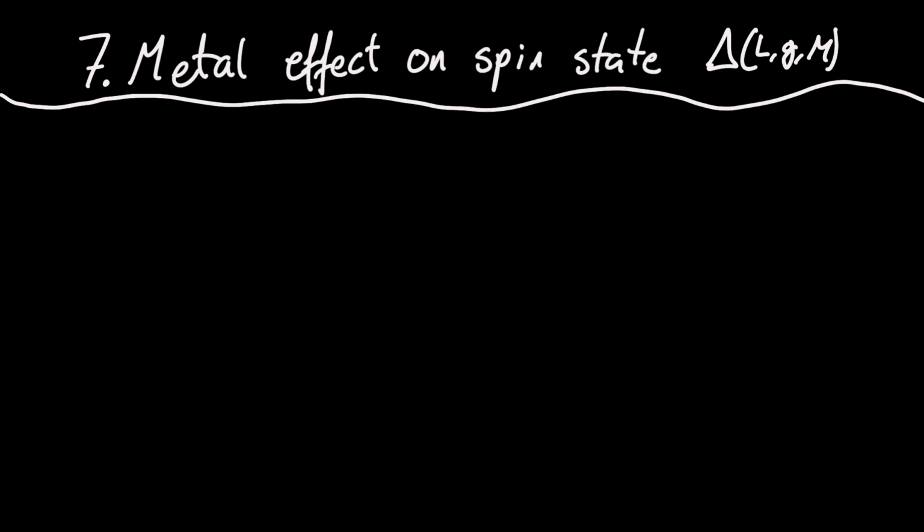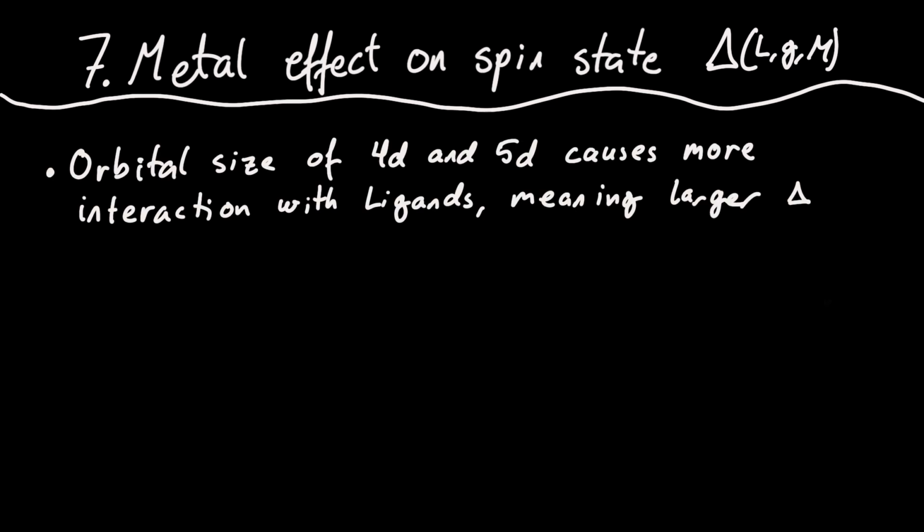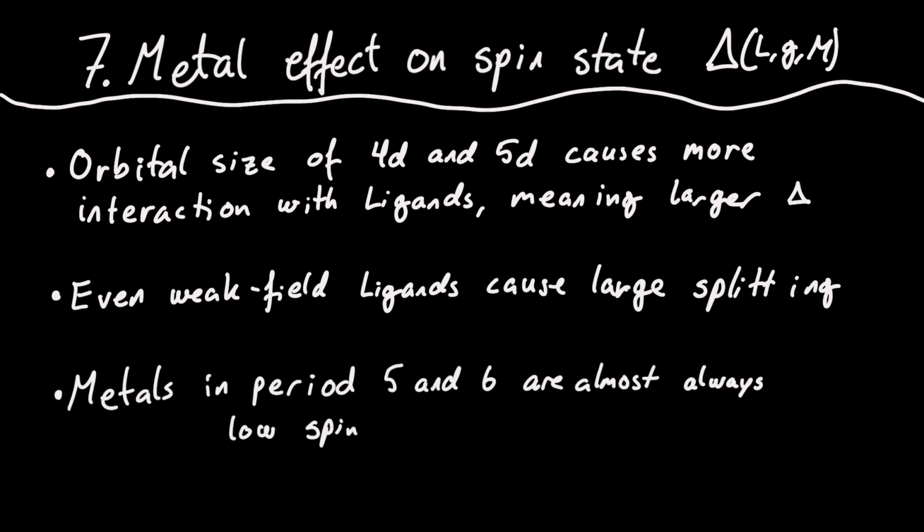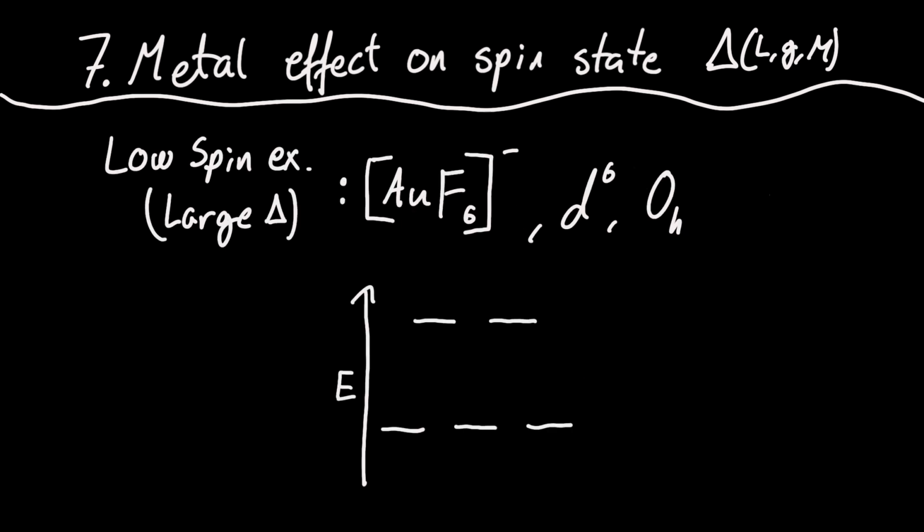Then finally, the delta and whether or not it's a high spin or low spin complex depends on what metal it is. Metals using the 4d and 5d orbitals are almost always low spin because the orbitals stick out so much that their interactions with the ligands are very high, even with weak ligands, causing a large splitting. The result is that metals in period 5 and 6 are almost always low spin. Let's look at an example.